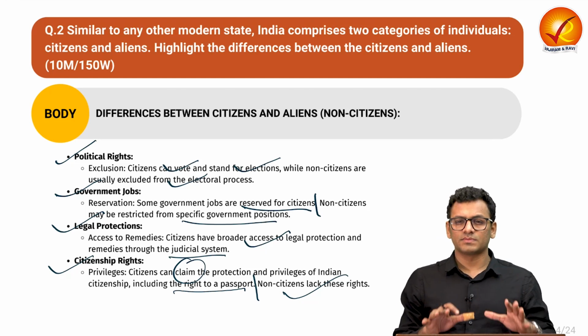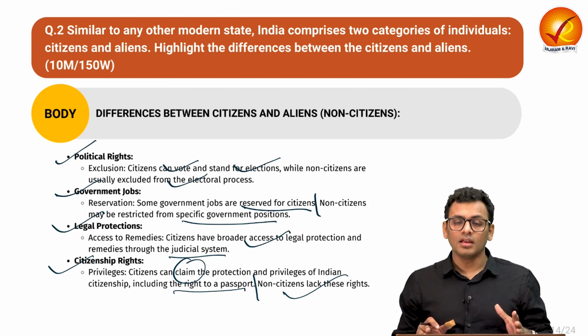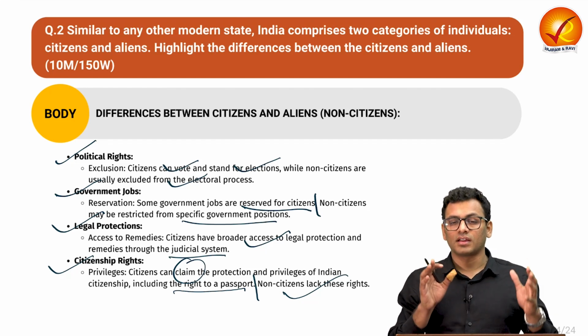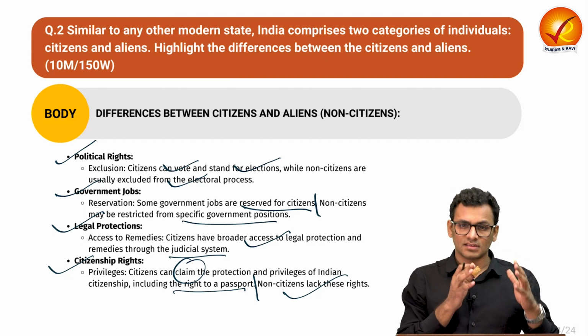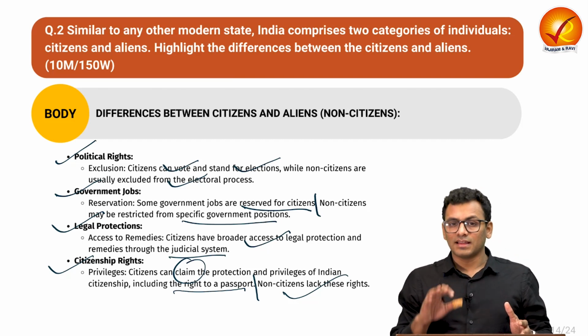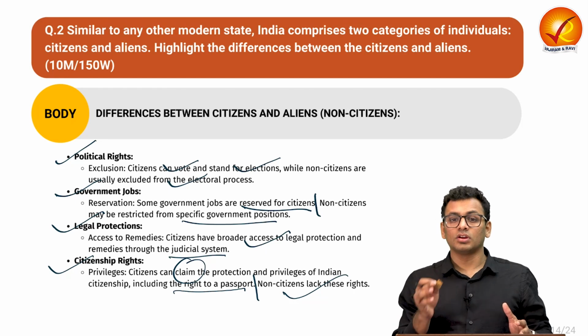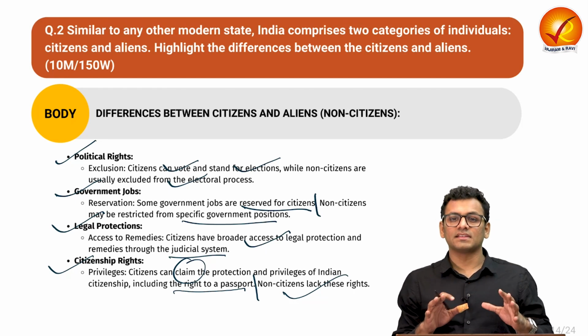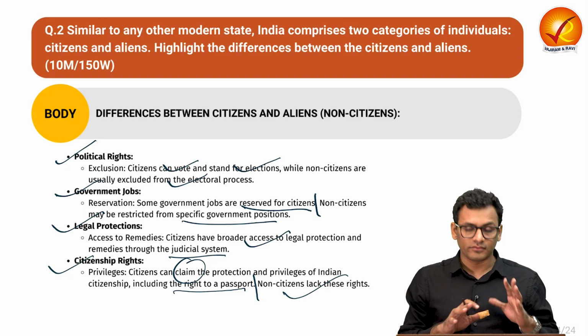So this question was pretty much straightforward. I hope you understand that from this question you have to learn the prelims concepts, such as what kind of rights citizens have and what kind of rights aliens, as in non-citizens, do not have. So that was the basic fundamental thing that you have to learn from this kind of question.